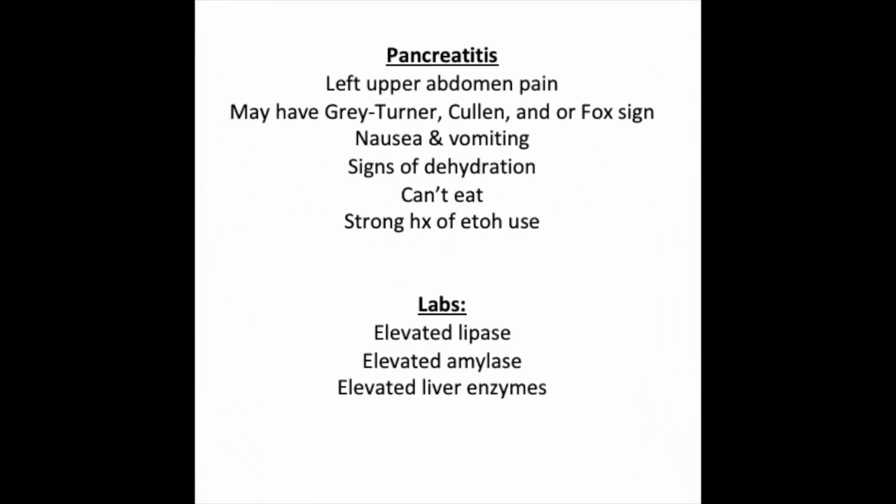Now, let's jump into the actual diagnosis here. Individuals with pancreatitis, often they'll have left upper quadrant pain instead of the left lower quadrant pain. In certain cases, although it's not very often, this may indicate hemorrhagic pancreatitis, which is a pretty severe emergent condition. Pancreatitis itself is emergent, but these are definitely things that it's important to be watching for. It's Grey Turner, Cullen, and Fox sign.